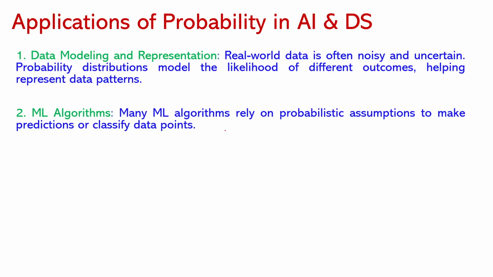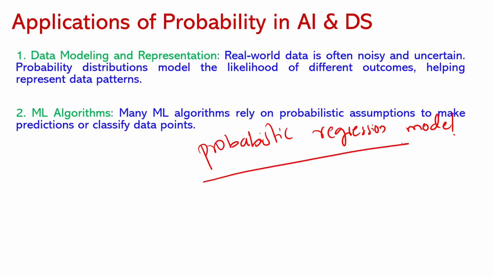Many of the ML algorithms rely on probabilistic assumptions to make predictions or classify data points. We use probability at every point. We have the probabilistic regression model. Regression generally is used for doing predictions. In regression analysis we have simple linear regression, multiple linear regression. We have another model called the probabilistic regression model which uses probability to do the predictions. So directly or indirectly there is a lot of application of probability in ML algorithms.